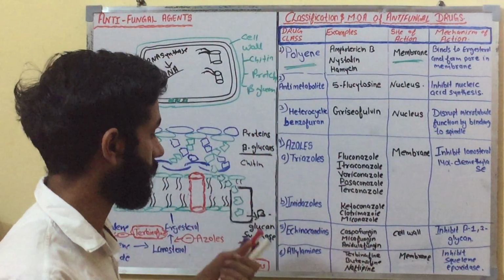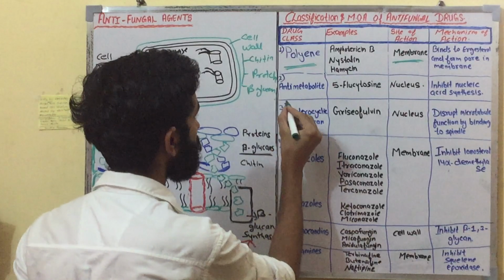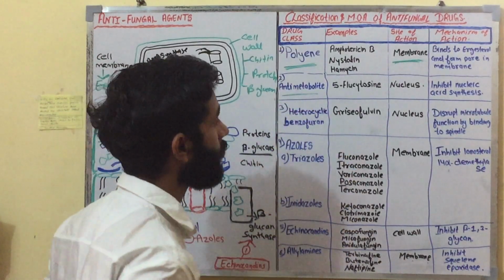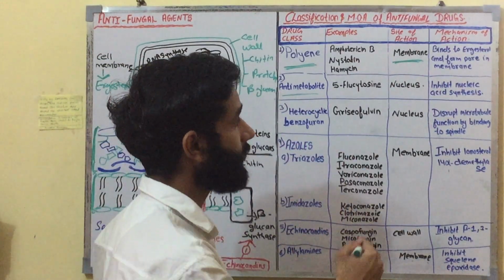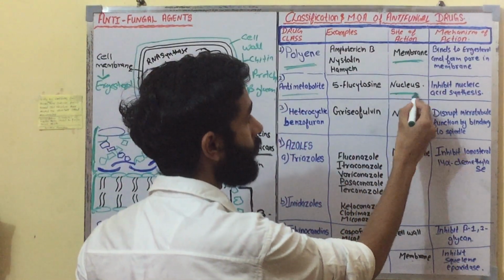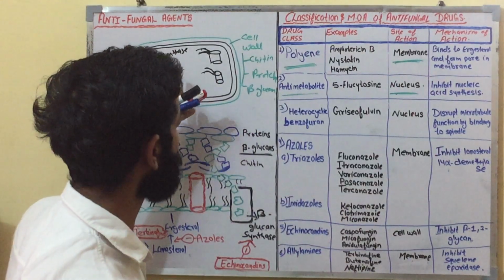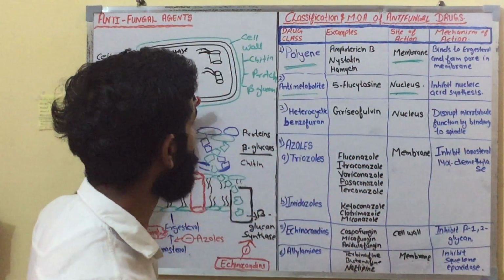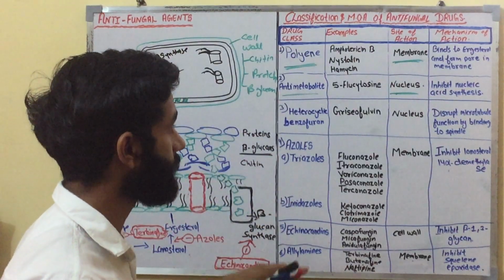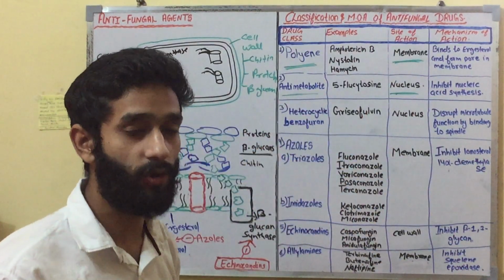And come to the next drug, anti-metabolite. An example of the anti-metabolite is 5-flucytosine, and their site of action is the nucleus. They act on the nucleus and inhibit nucleic acid synthesis. These drugs, 5-flucytosine, inhibit the nucleic acid synthesis.